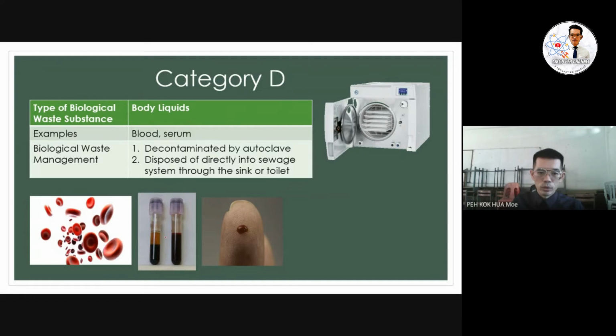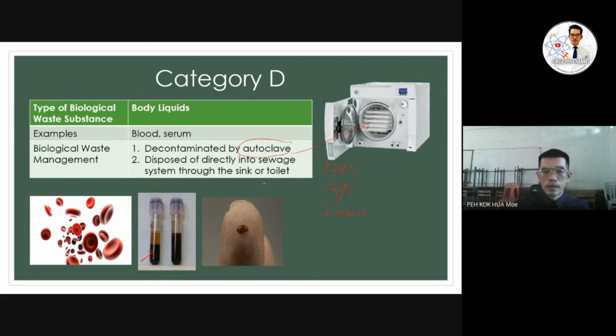Okay, so look at the figure here, the blood will be here, and we have the serum. So how can we manage this waste? Firstly, decontaminate by autoclave. So again, we need to autoclave the waste. As mentioned, we need to heat it up at a temperature of 121 with a pressure of 15 psi, and the duration is about 20 minutes.